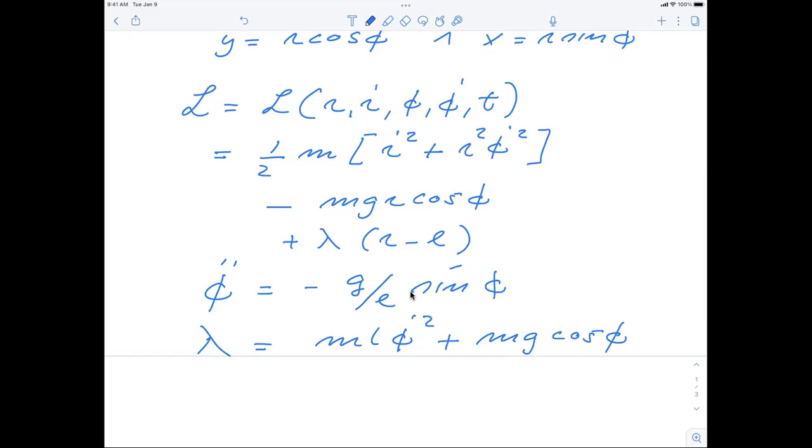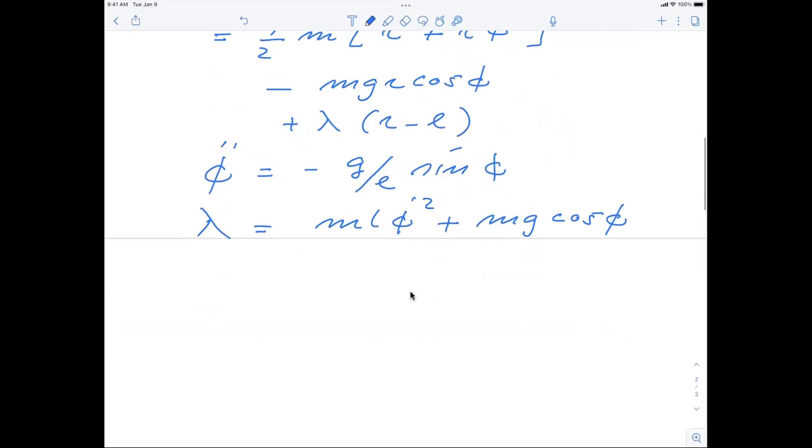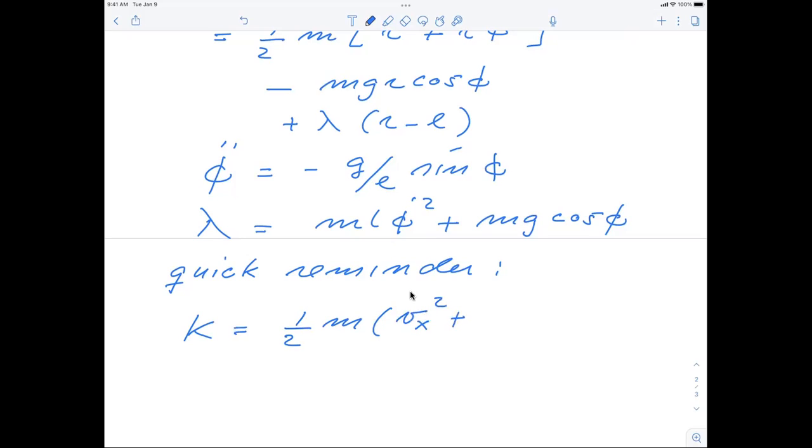Now, let's quickly remind ourselves of how we actually got here. So this is a two-dimensional case, and this is a quick reminder. We did this derivation a little bit early in the semester, when we started with the two-body problem, and we rewrote everything in terms of the polar coordinates. So we would typically start with an equation like this, where we have the velocity in the x direction squared plus the velocity in the y direction squared.